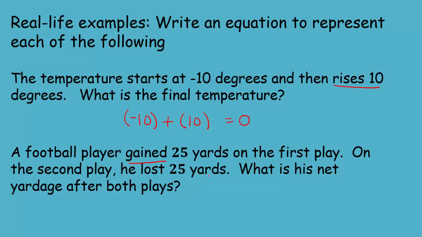In the second example, the player first gained 25 yards. That would be a positive. Then on the second play, so now we're going to add on the second play, he lost 25 yards. That means negative 25. Positive 25 plus negative 25, those are additive inverses. They zero out. So hopefully you're more comfortable with additive inverses now, and we'll talk about it a bit more tomorrow in class.